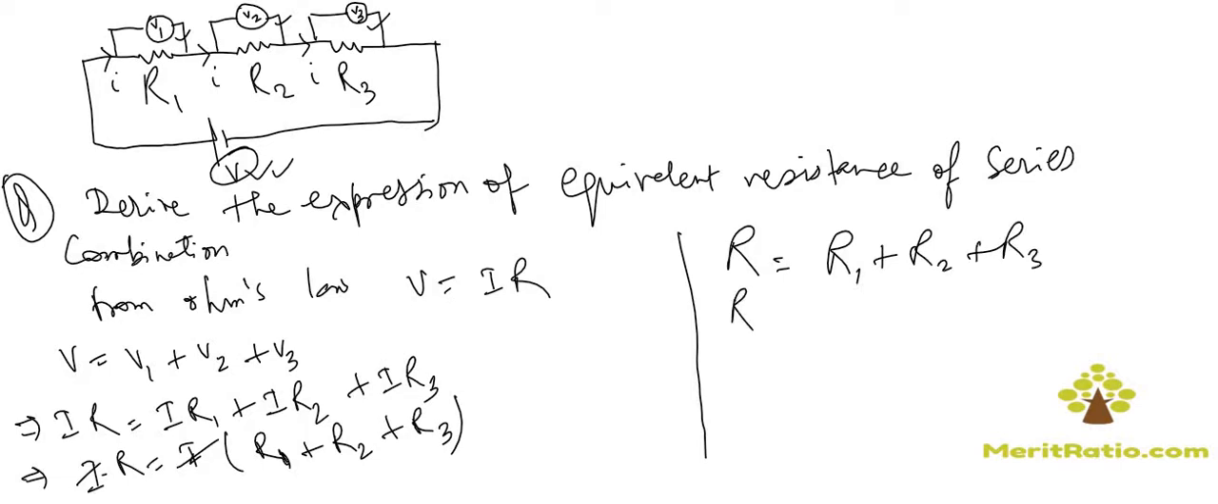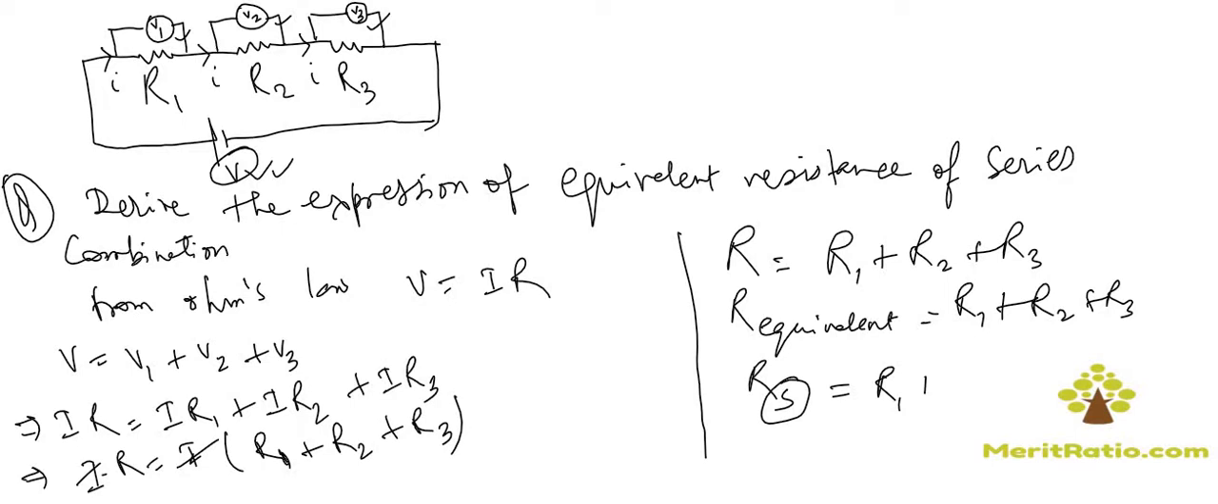This is also called equivalent resistance, R1 plus R2 plus R3. This is also written Rs, S stands for series. R1 plus R2 plus R3. Derived.